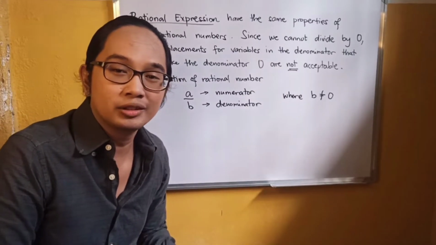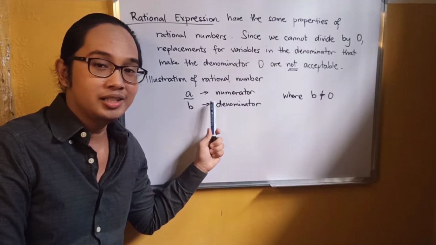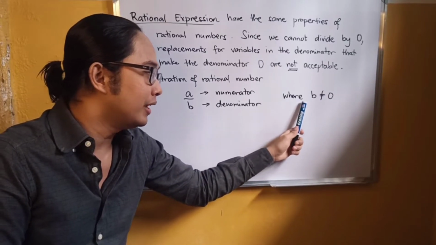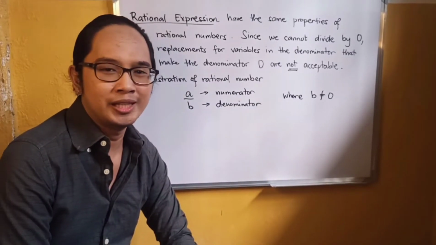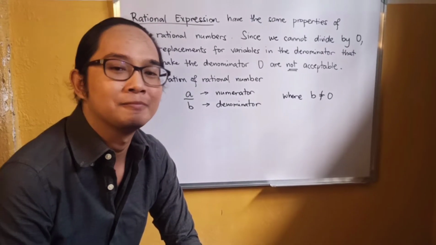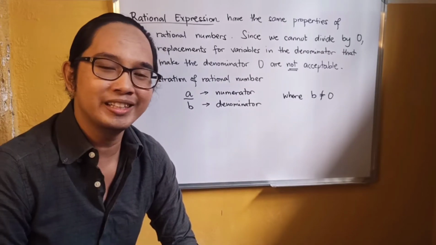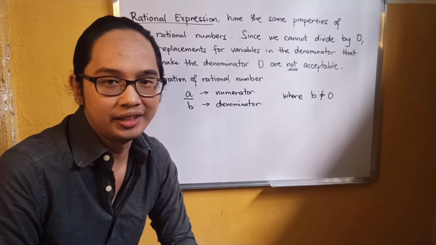Let's have here the illustration of rational number. A over B, where A is your numerator and B is your denominator, where B should not be equal to 0. So bakit nga ba bawal mag-0 ang denominator? Sa tingin nyo, anong dahilan? Okay, bawal mag-0 ang denominator dahil ito ay magiging undefined.